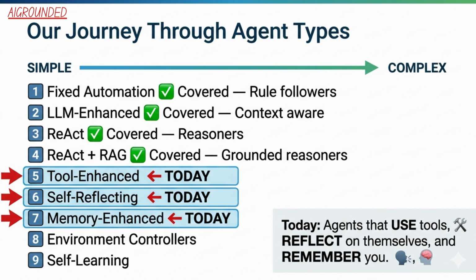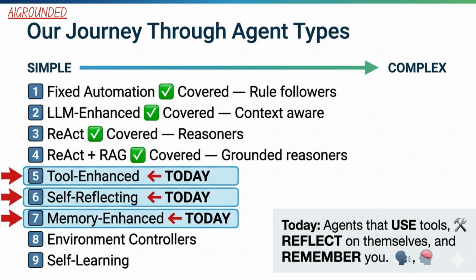We have been on quite a journey through the different types of AI agents. We started with the simple rule following fixed automation agents. We moved to LLM enhanced agents that understand context. Then we explored ReAct agents that reason and plan. And ReAct plus RAG agents that ground their reasoning in real knowledge.